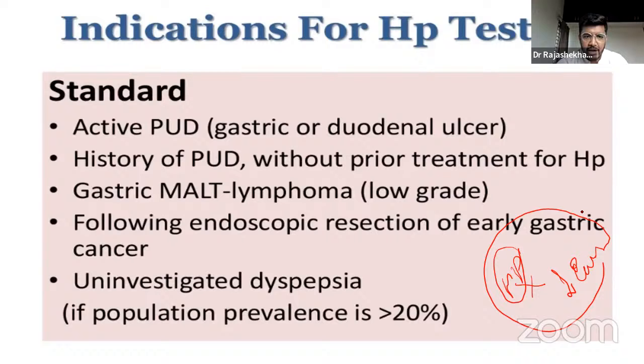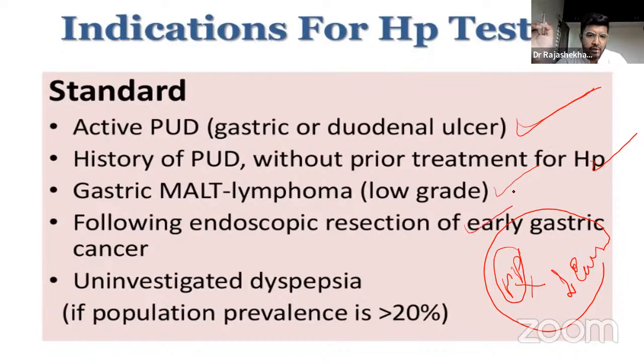There are some indications given for the H. pylori testing. One is the active PUD, any patient of the PUD. If you do an endoscopy and you see the ulcer, either in the gastric mucosa or a duodenal ulcer, you need to test for the H. pylori. It is a must. Then if there is a history of PUD, but there is no treatment of the H. pylori received by the patient, then you need to consider the H. pylori testing. And the low-grade gastric maltoma you need to consider.